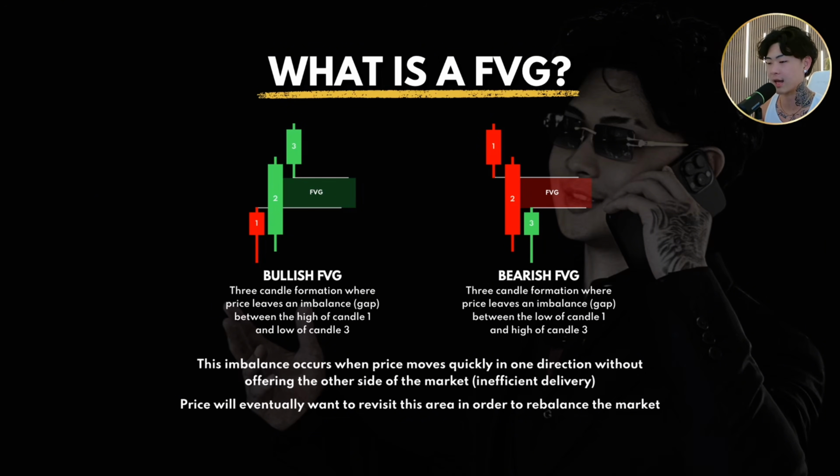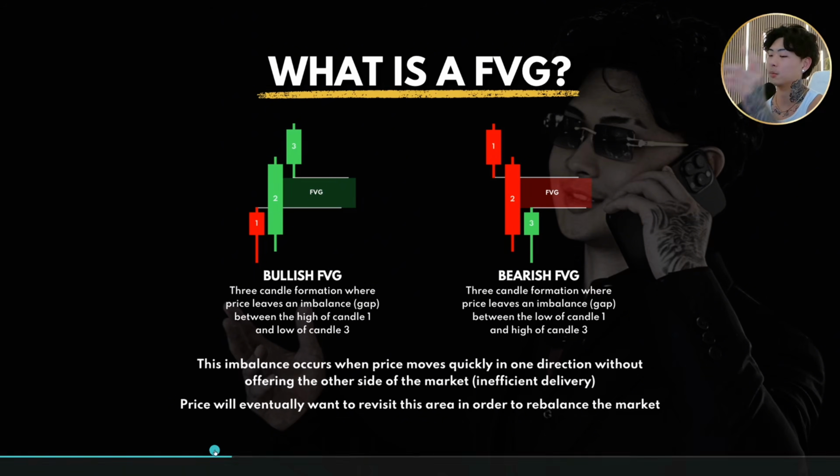Just understand that when we're referring to fair value gaps, order blocks, breaker blocks, liquidity voids, stuff like that, those are all imbalances or PD arrays, otherwise known as inefficiencies. You can call them whatever you want.